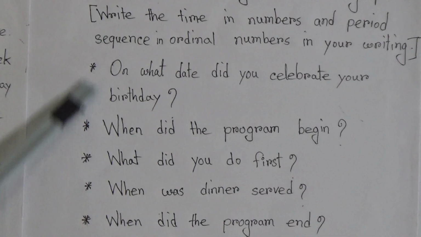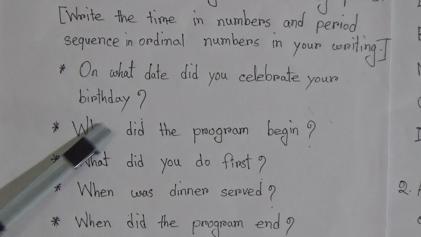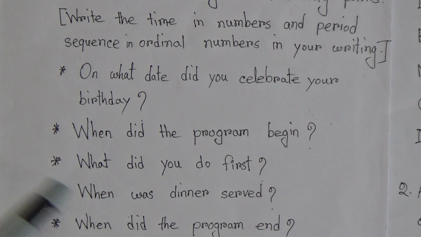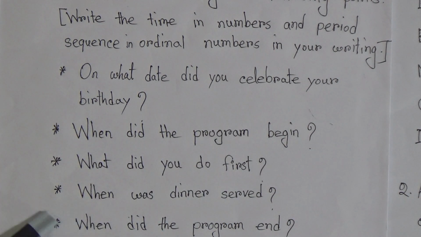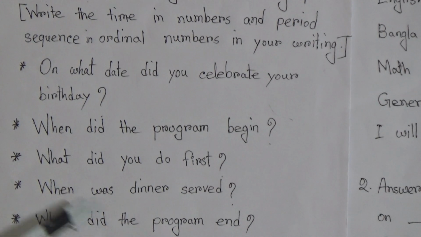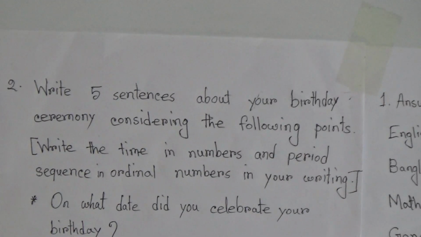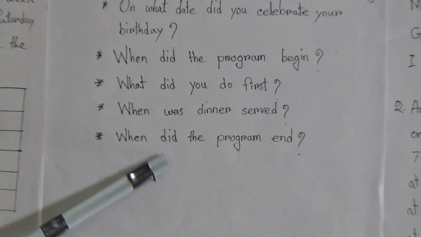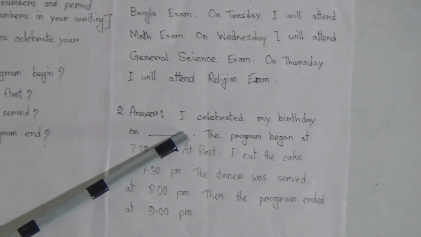On what date, there are some questions. See, on what date did you celebrate your birthday? When did the program begin? What did you do first? When was dinner served? And when did the program end? Okay, so answering these 5 questions, you have to answer this question number 2. So go to this page again. Number 2 answer.